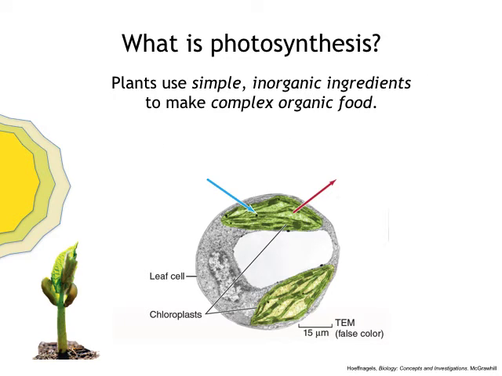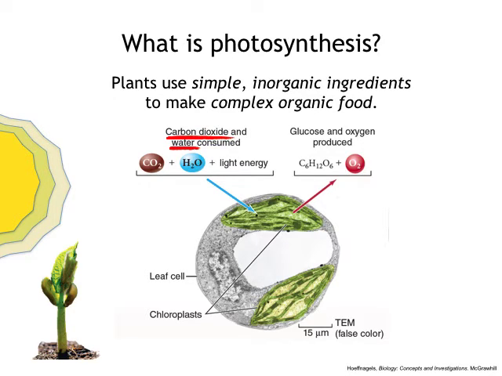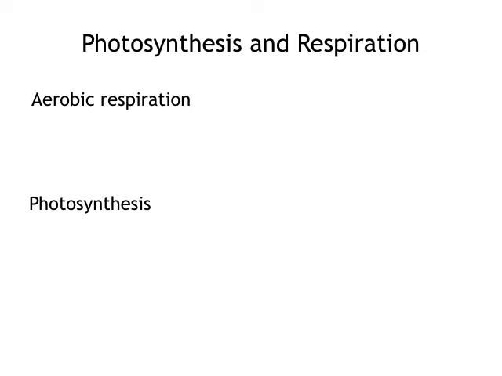So plants use simple inorganic ingredients to make complex organic food. Another way of describing photosynthesis. They use carbon dioxide and water along with energy from sunlight, and they make sugar, glucose, and oxygen. Glucose is the main product, and oxygen is just a byproduct. They don't care about making oxygen. It's just a byproduct of the whole photosynthetic reaction. And something really handy is that the formulas for aerobic respiration and photosynthesis are simply the reverse of each other. So these are actually very related, and we'll see more on this later.